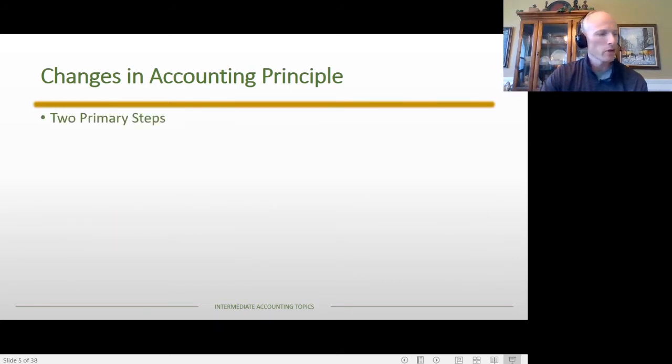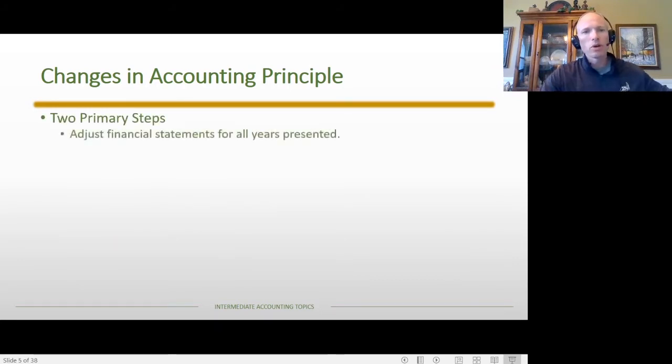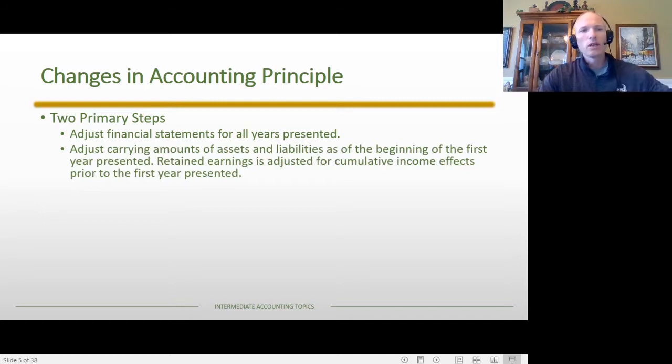All right, there are two primary steps whenever we walk through an example. First of all, you do need to adjust financial statements for any years that have been presented. The second thing, as far as this retrospective approach, is you do have to adjust carrying amounts of assets and liabilities all the way back to the first year presented. And so retained earnings is also going to be adjusted, and so you're going to have a lot of adjusted balances as part of this.